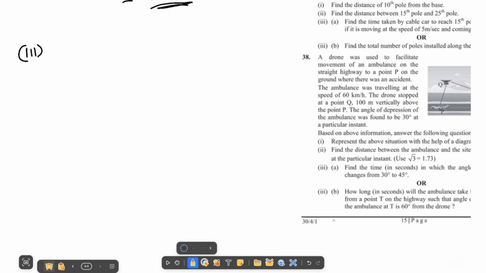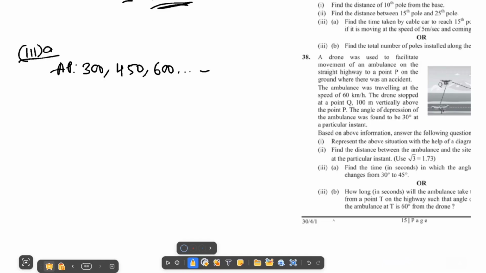Third A. See, from the top, if you write the arithmetic progression, the first term is the distance of the first pole from the top, which is 300 meters. The next one is plus 150, right? Plus 150 means 450. Next plus 150, 600. So now we have to find the distance of the 15th pole.